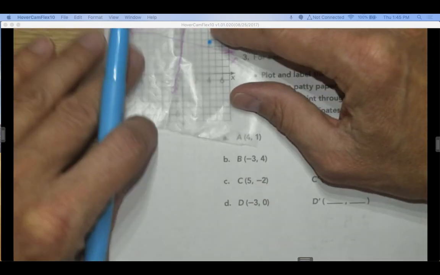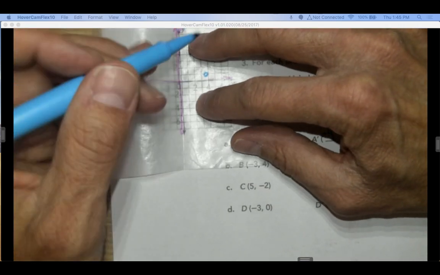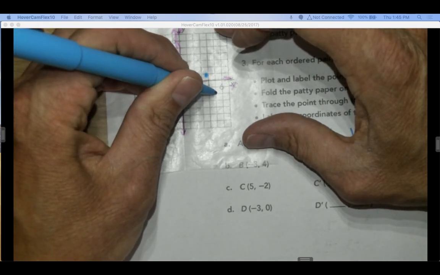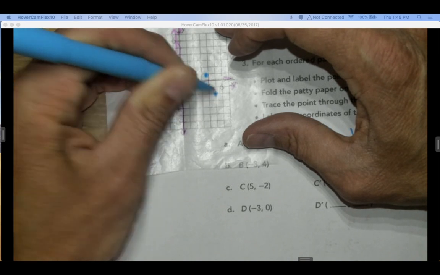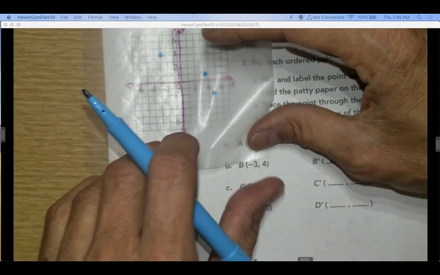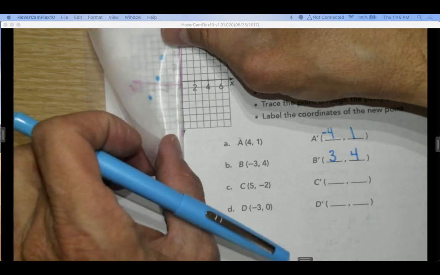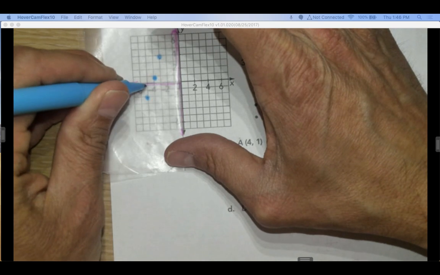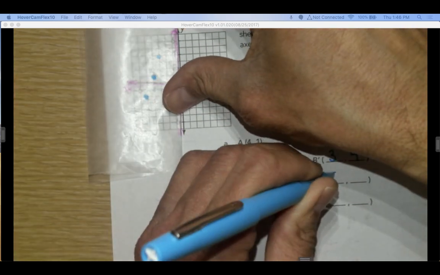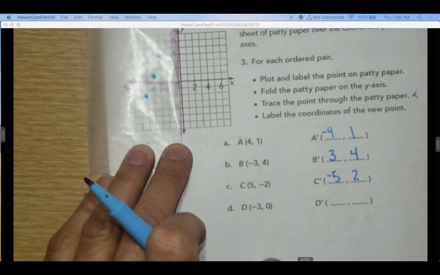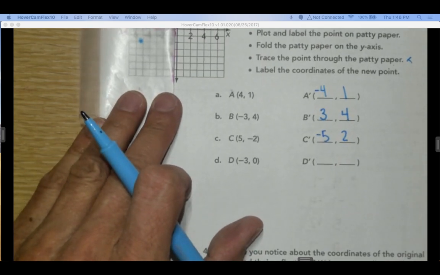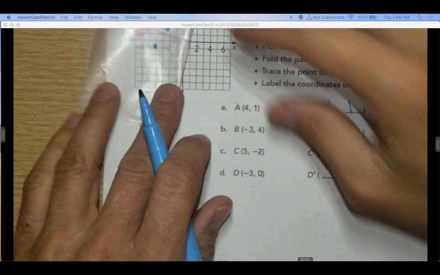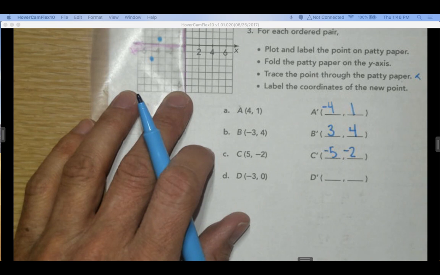Okay. Now C is 5 and -2. And now I fold it over the y-axis. And so it becomes over here -5, -2. Again, the x coordinate is the opposite. And the y coordinate stayed the same.